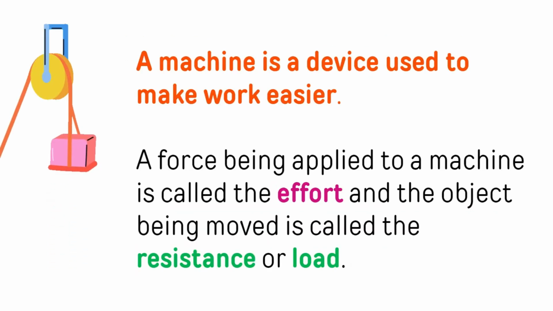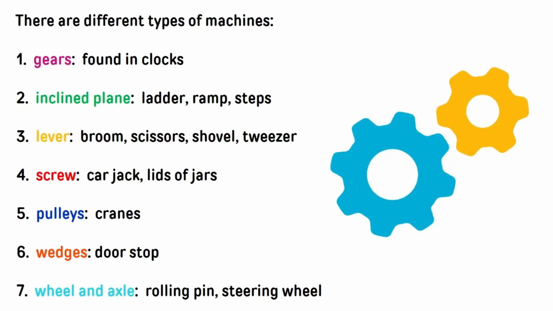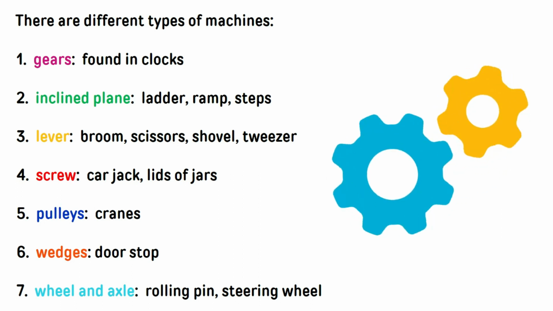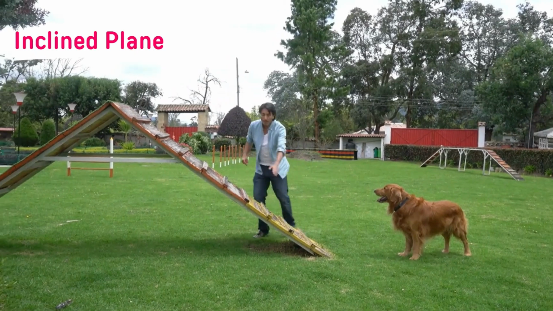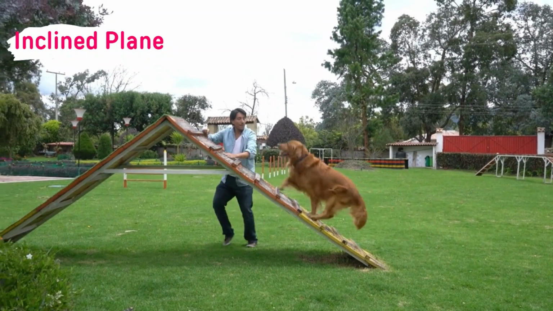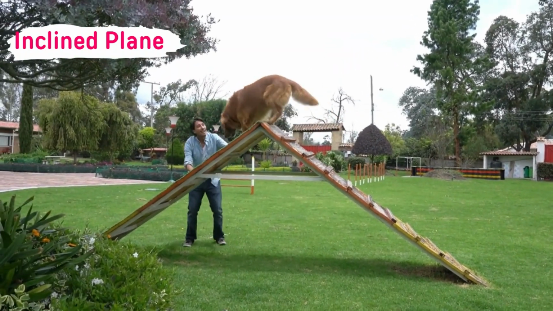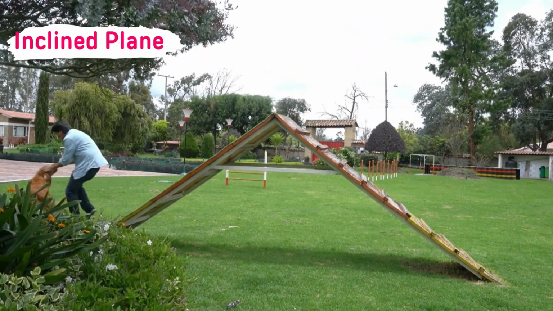A machine is a device used to make work easier. A force being applied to a machine is called the effort, and the object being moved is called the resistance or the load. There are different types of machine. You have gears, which are found in clocks. You have the inclined plane. Examples of the inclined plane include a ladder, ramp, or steps.